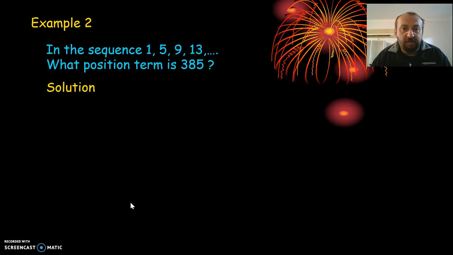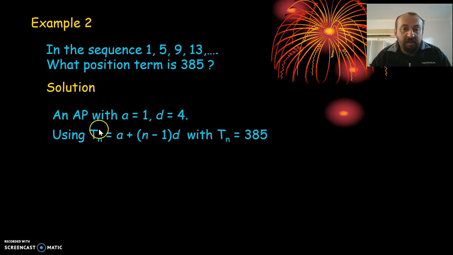Example 2, we've got a sequence 1, 5, 9, 13. What position term is 385? In other words, which term is it, the 20th term, the 30th term, whichever. So we've got an arithmetic progression with a equals 1 and d equals 4, because we can see the difference between each number in the sequence is 4, and therefore the nth term is given by a plus n take 1 times d. Now they're telling us that Tn equals 385, and we're going to try and find out what n is, which number term this is.